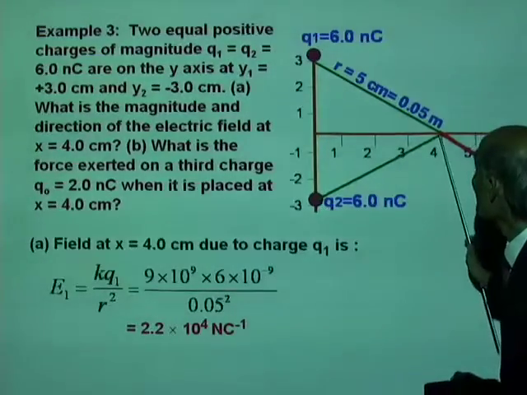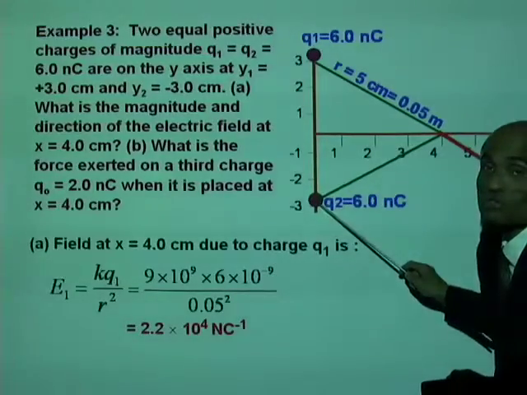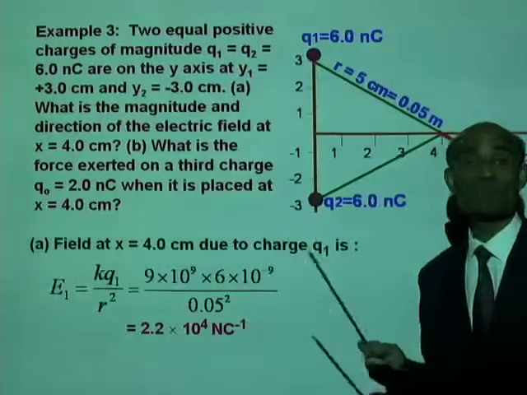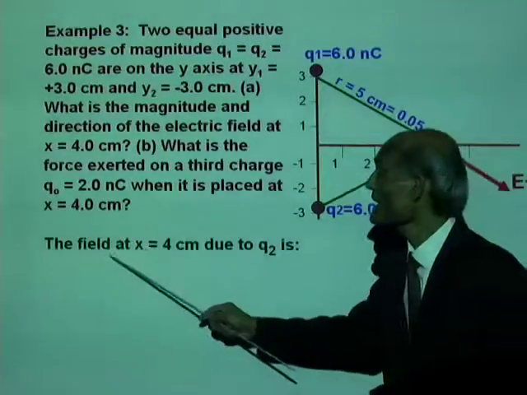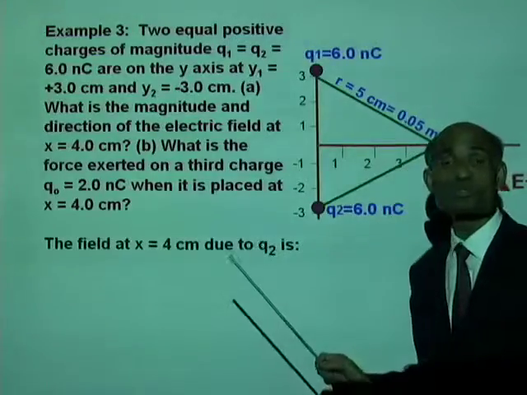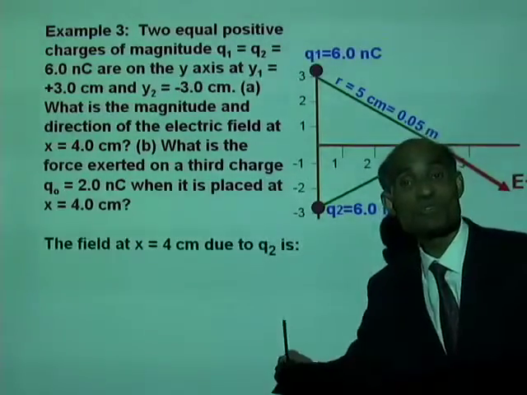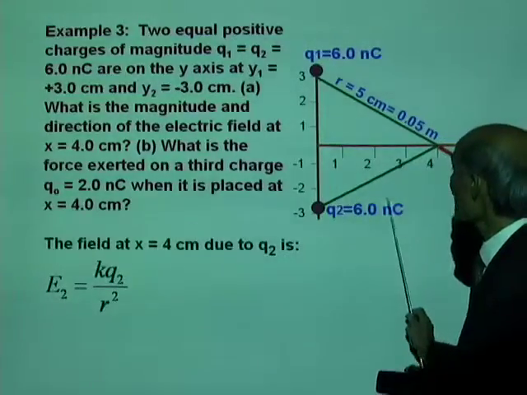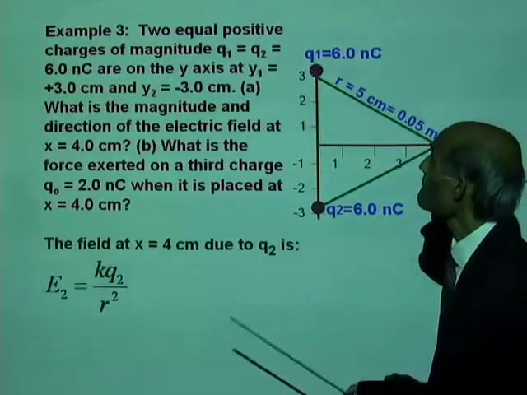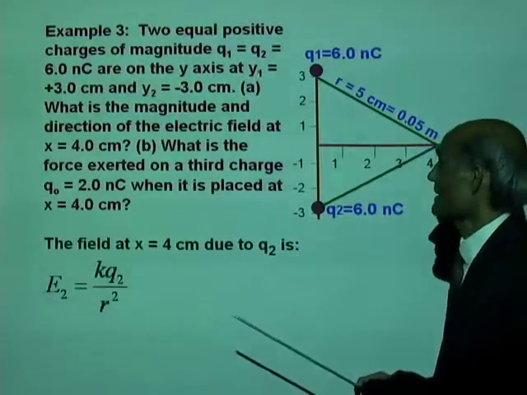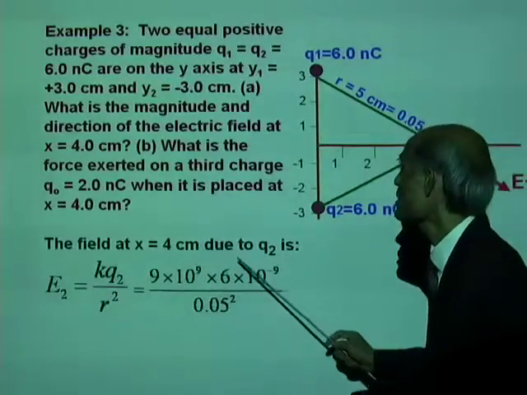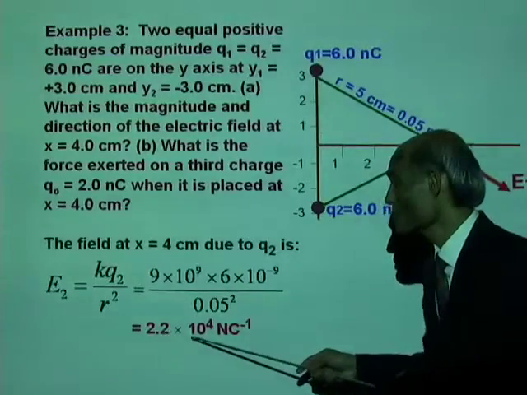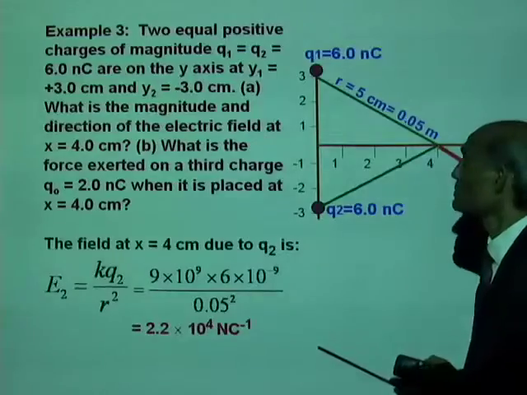Similarly, what will be the field at this point due to the charge Q2? It will be the same amount, because all these quantities will be the same. Alright, the field at x equal to 4 due to Q2 will be KQ2 over R squared, where Q2 is the same, 6 nanocoulomb. Is that right? Yes. And that will be KQ2 over R squared. That has the same magnitude, 2.2 times 10 to the 4 Newton per coulomb.